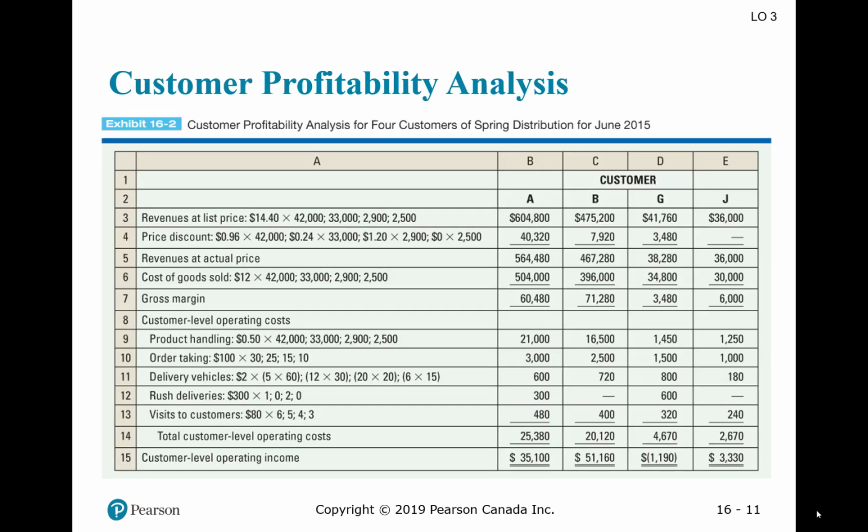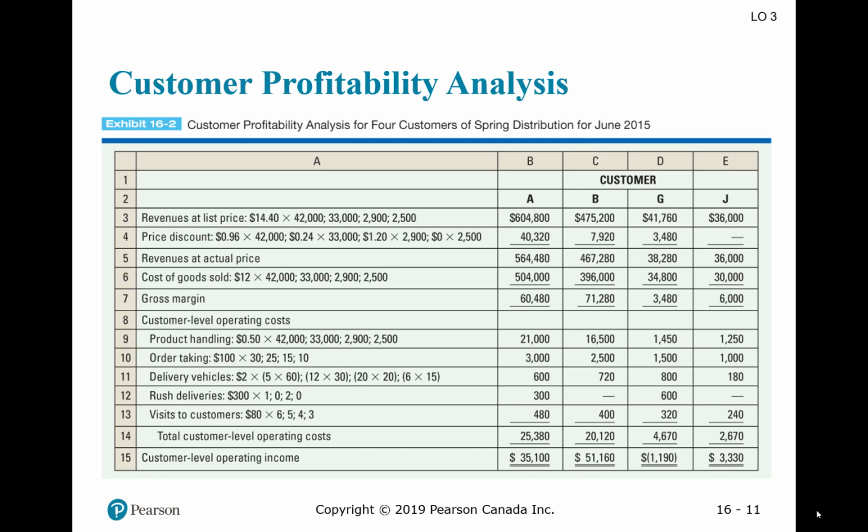Okay, so why does all of this matter? It's because of something called customer profitability analysis, and here we're trying to see how profitable an individual customer is. In your book, they feature 4 different customers, customers A, B, G, and J, and to date, I still don't know why they haven't gone with just A, B, C, and D.